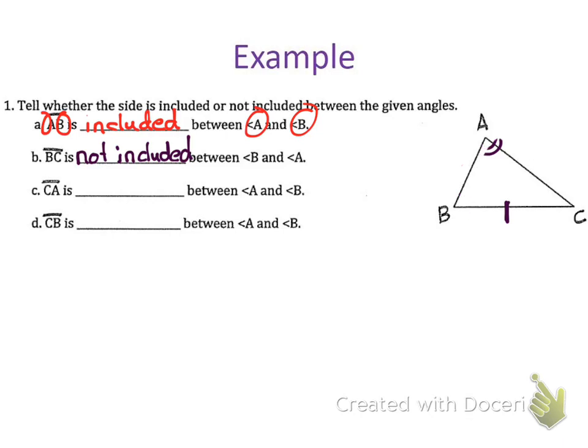We'll just finish these up. Segment CA is between angle A and angle B. Is that included or not included? No. Not correct. We can double check. See how the A's match up, right? Angle A touches it, but see how angle B is not a part of CA? B and C do not match up. And lastly, we've got CB, is between angle A and angle B. Is that true? No, it's not included.